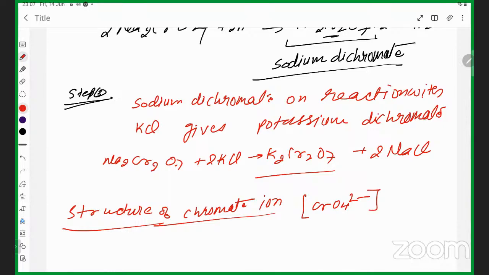We are going to see the structure of chromate. Like the sodium chromate is there. So what is the structure if you talk about the tetrahedral shape? This structure is simple tetrahedral.